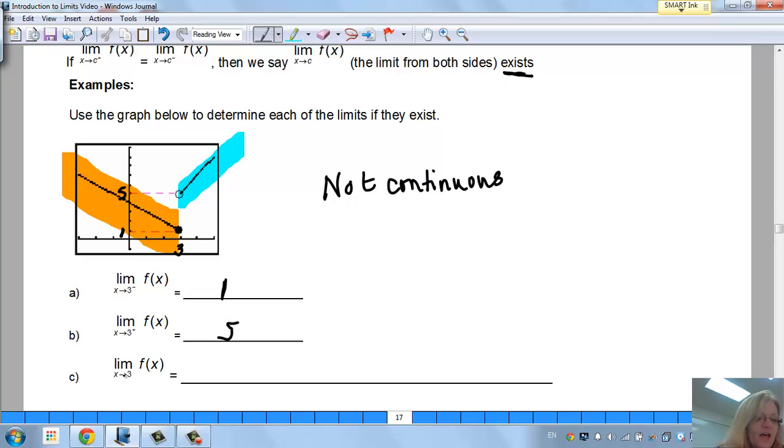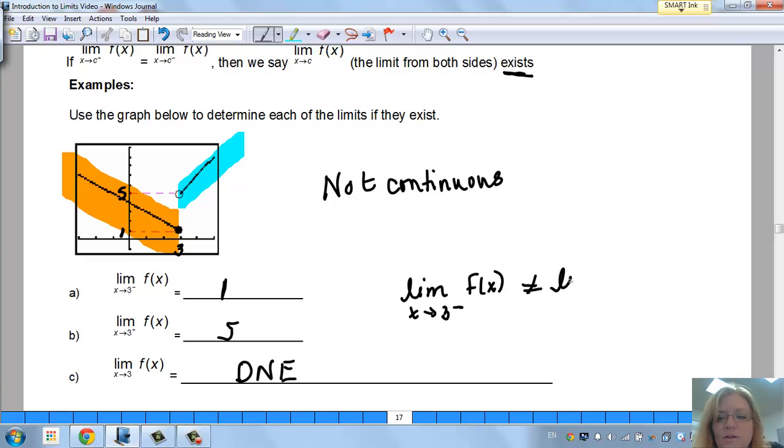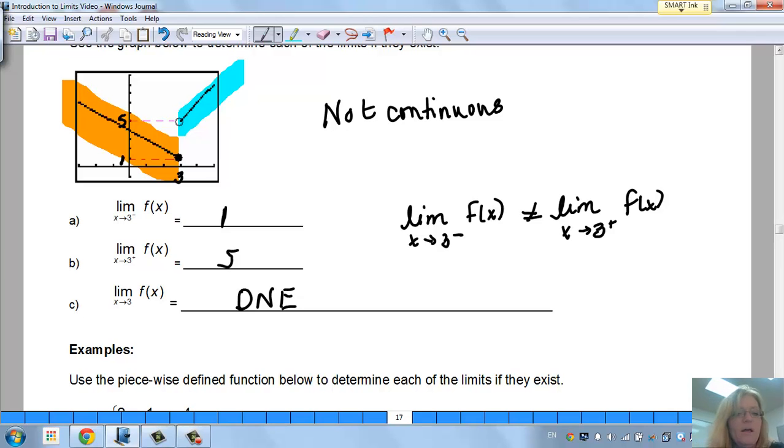If I look at it here, the limit as x approaches 3 of this function, I'm going to say does not exist, because the limit as x approaches 3 from the left of this function does not equal the limit as x approaches 3 from the right of this function. If they don't equal each other, the general limit, meaning from both sides, does not exist.